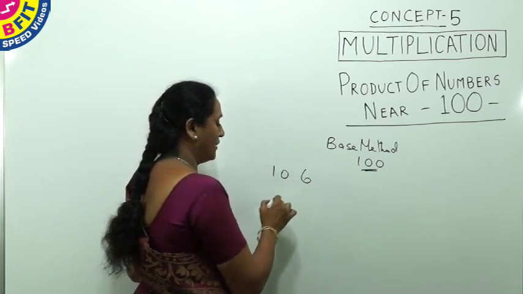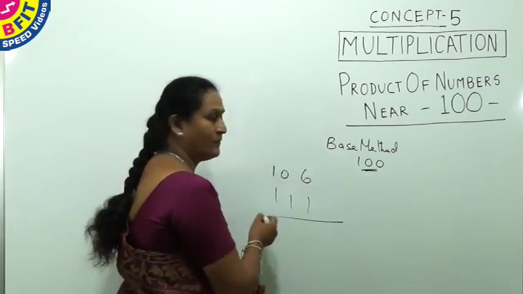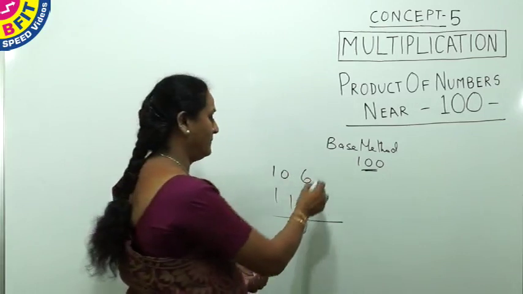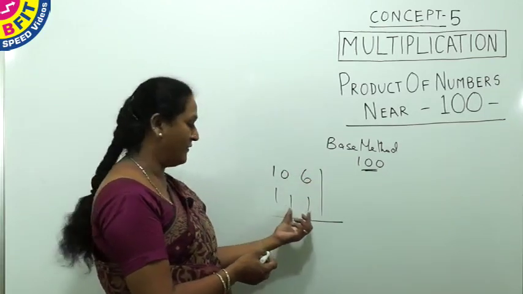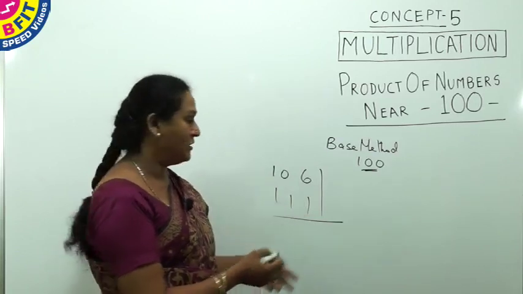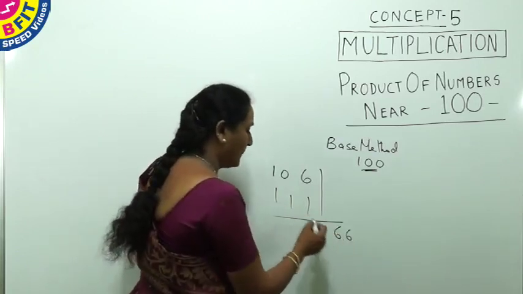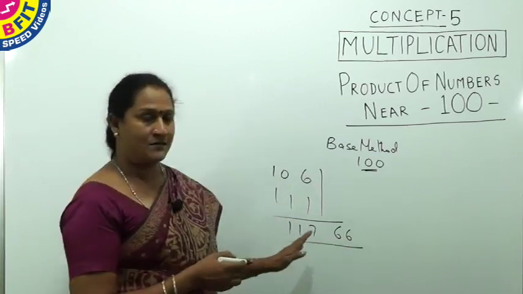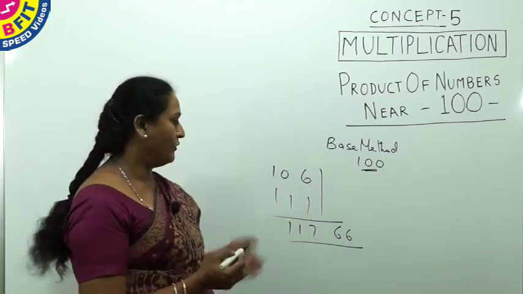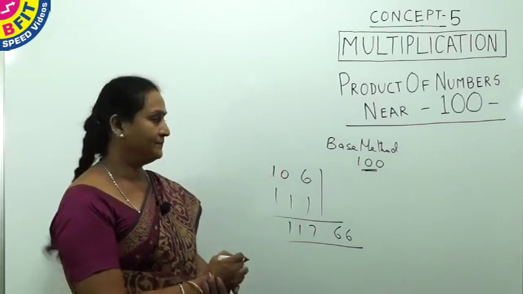So what will be the product of 106 and 111? So this is 6 more and this is 11 more. Product of 6 and 11, 66. Add 6 with 111, it is 117. So 11766 is the product of 106 and 111.